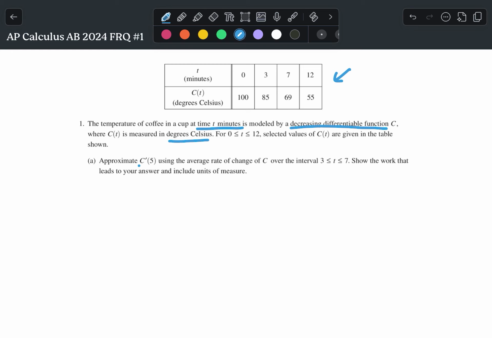Problem A says, approximate c prime of 5 using the average rate of change of c over the interval t between 3 and 7 inclusive. Show the work that leads to your answer, include units of measure. Okay, so when we're talking about the average rate of change, what is it that we're trying to find?